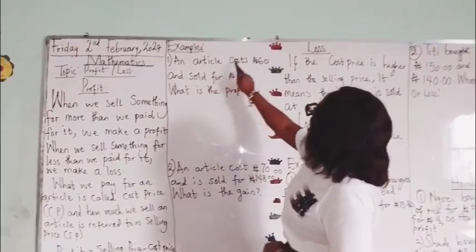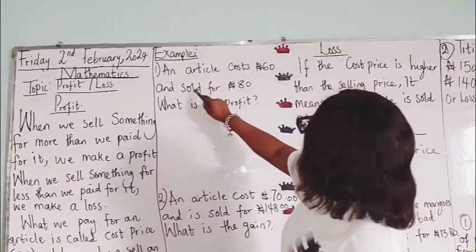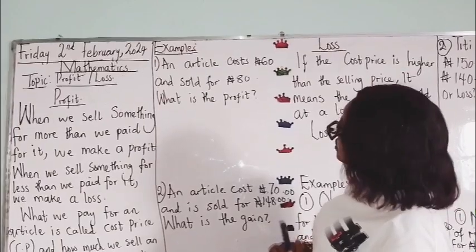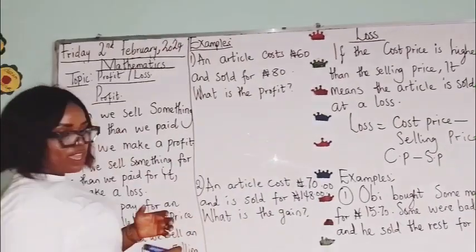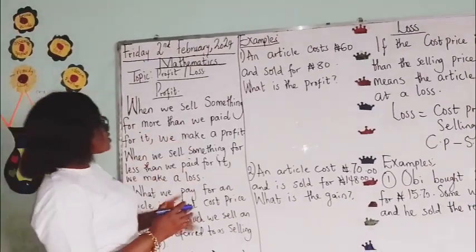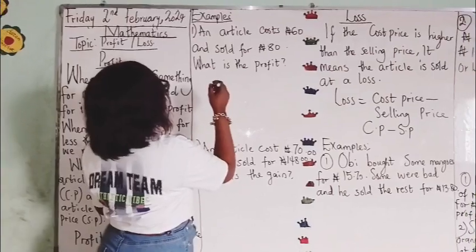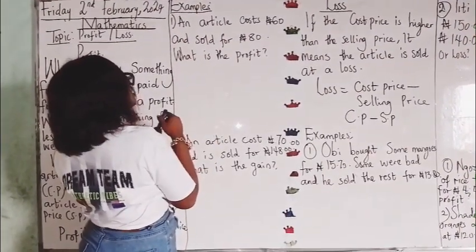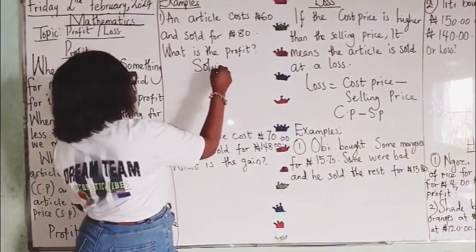An article costs 60 naira and is sold for 80 naira. What is the profit? Now, if someone buys an article, what this question simply means is: an article which costs 60 naira was sold for 80 naira, what is the profit? I have my solution here.